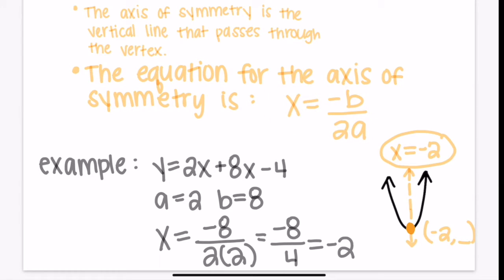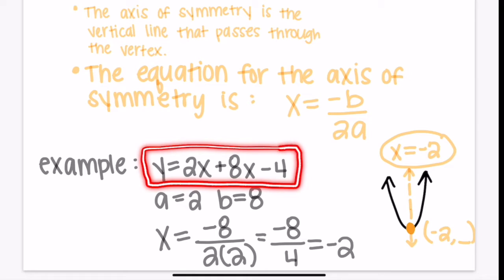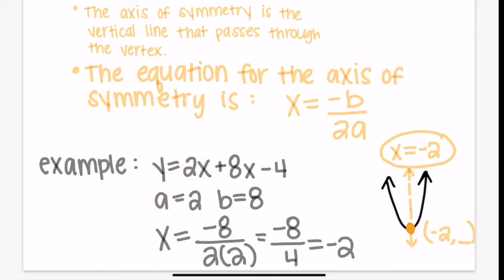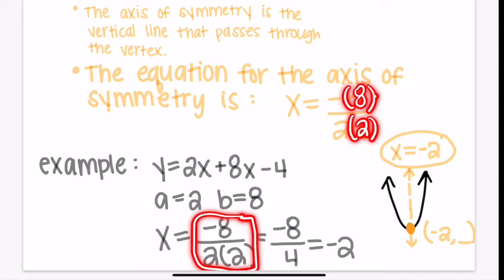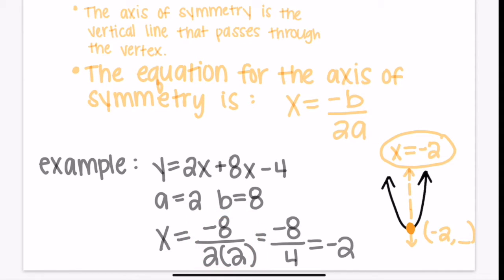So let's look at this example together. If you have this equation and you want to know the axis of symmetry without looking at the graph, you would find a, which is 2, find b, which is 8, and plug those in to this equation. So our a value was 2 and b was 8. That's where we are here. You plug in a and b, and then just simplify. Negative 8 over 4 is equal to negative 2. So the axis of symmetry is x equals negative 2. That's the equation of that vertical line.